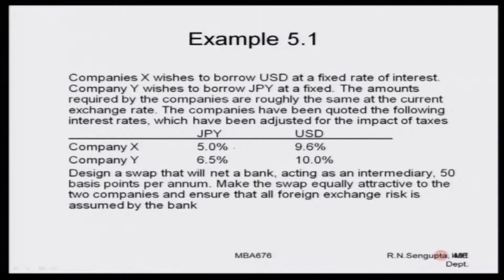So, if you compare them, company Y is facing a disadvantage of 1.5 in Japanese yen and a disadvantage of 0.4 in US dollars. So, obviously, it makes sense for company Y, if it is yielding only in Japanese yen, to convert to a US dollar case. Design a swap that will net the bank acting as an intermediary 50 basis points. So, now here is the information given. That means, once you have the overall transaction, company X, company Y and the FI, obviously there are arrows going out, coming in, going out, coming in, and third party going out, third party, this is X, this is Y.